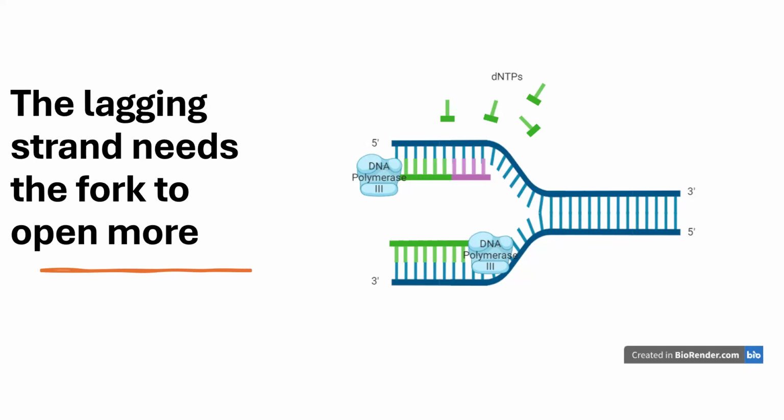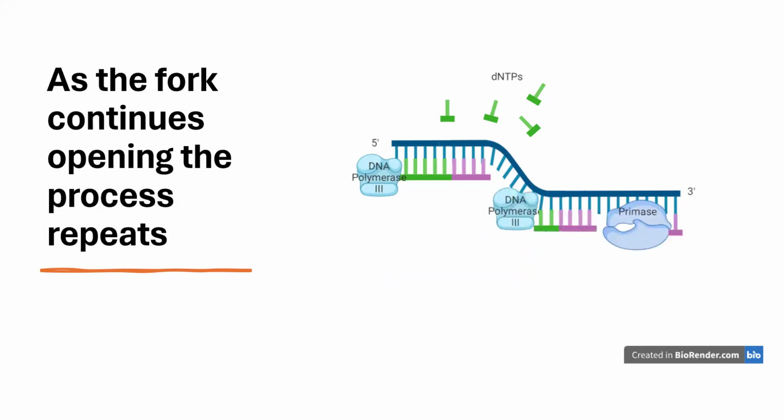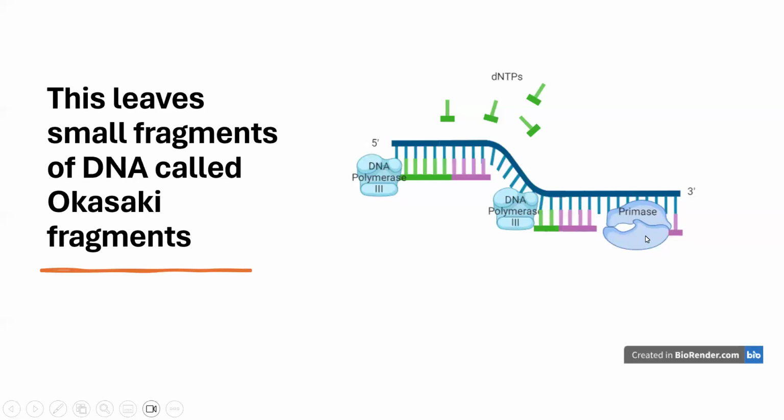And we need to actually open the fork up more before we can do any more replication. And so what that means is as this fork opens up, we're going to get another primase to pop on and add our primer. Polymerase 3 will add to our 3' OH and start adding dNTPs. And then that'll make a new fragment. Then primase will attach down here. It's going to add a new primer, so forth and so on.